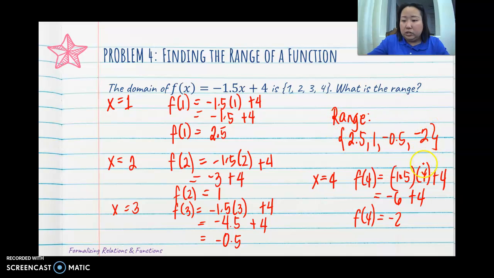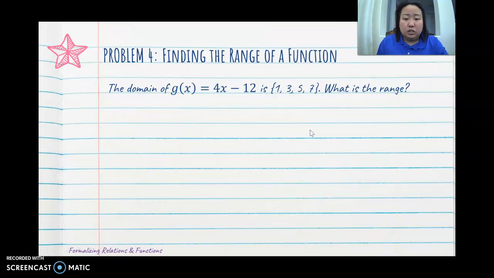So these numbers are the set of numbers that compose the range of f of x is equal to negative 1.5x plus 4. Okay, so easy peasy. All right, so why don't you try to find the range of this next function? We have g of x is equal to 4x minus 12, and our domain includes 1, 3, 5, and 7. So go ahead, try this one out.